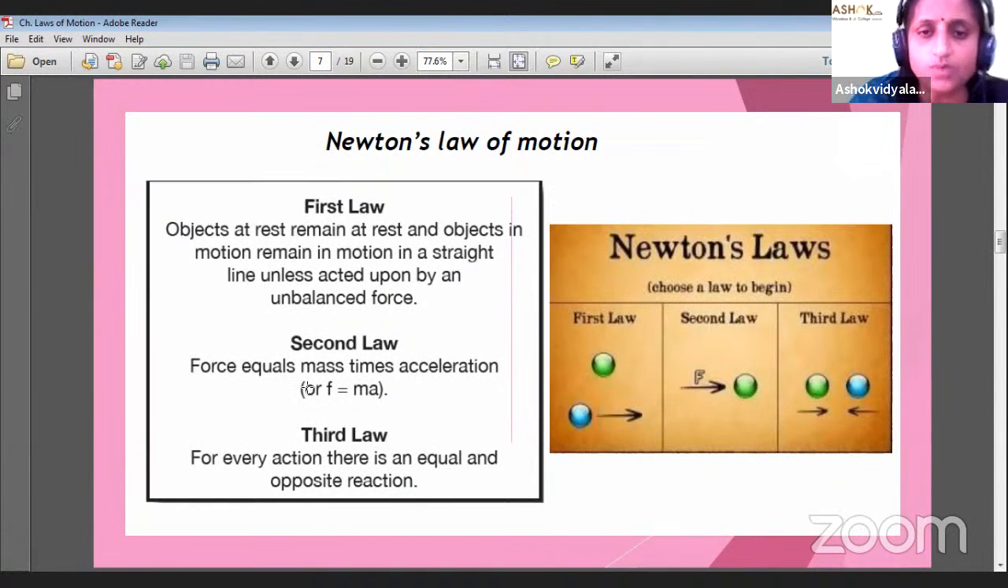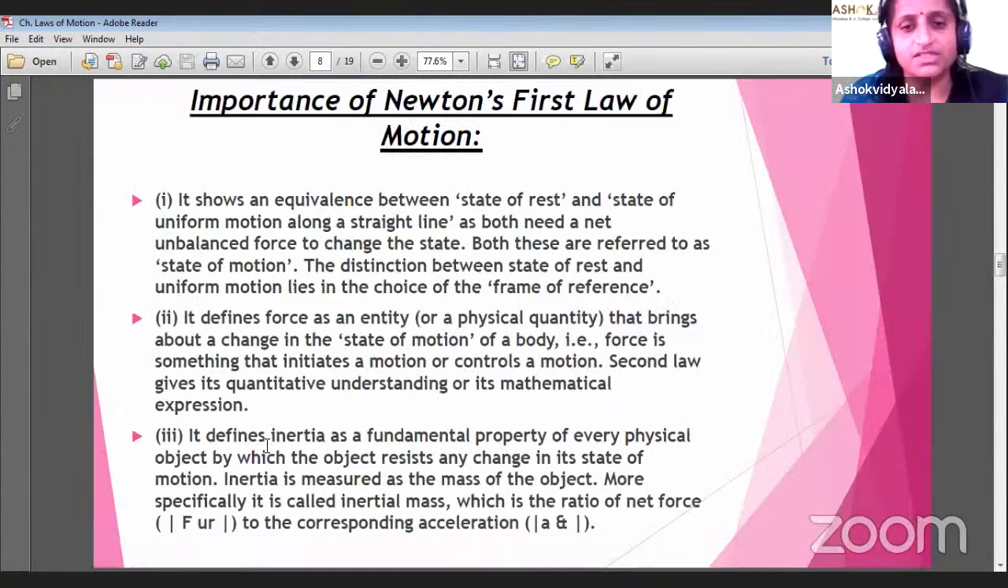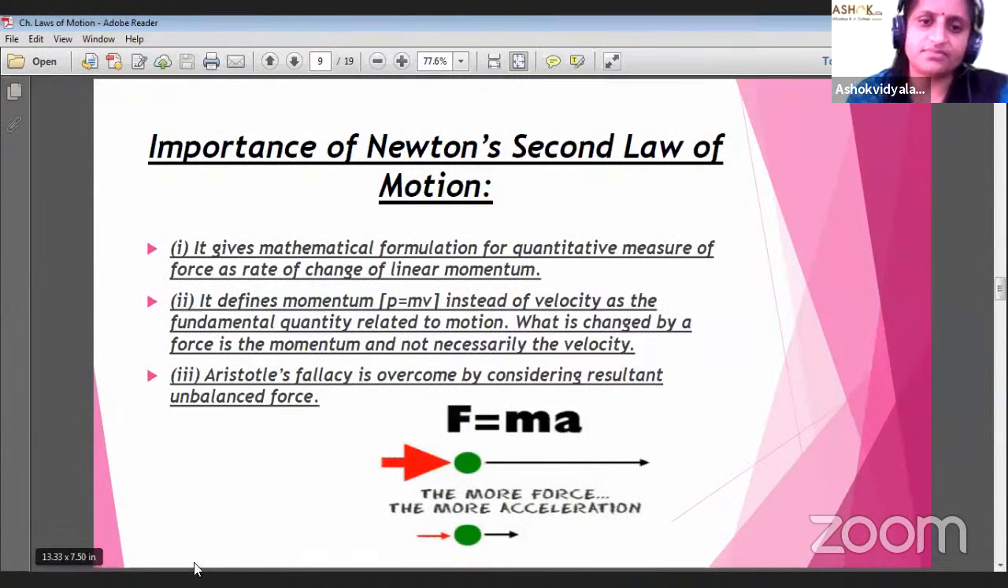That is, the rate of change of linear momentum of a rigid body is directly proportional to the applied force and takes place in the direction of the applied force. That is, force is equal to mass into acceleration. See here, the more the force, the more the acceleration. It gives the mathematical formulation for the quantitative measure of force as the rate of change of linear momentum.